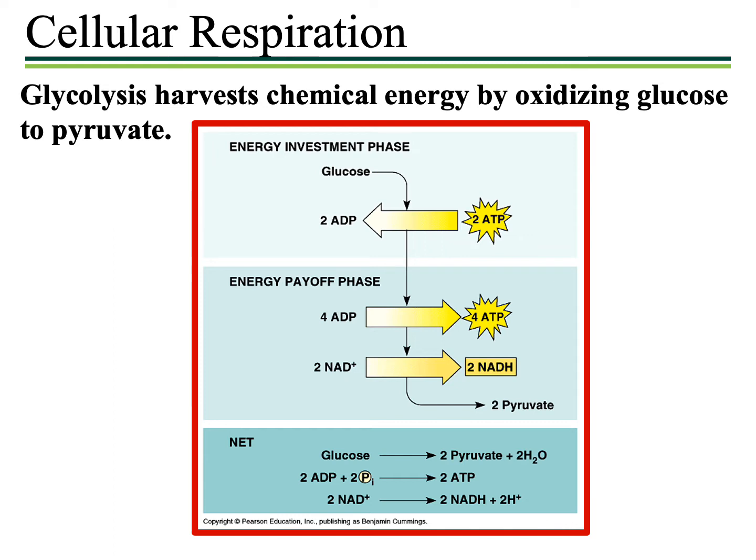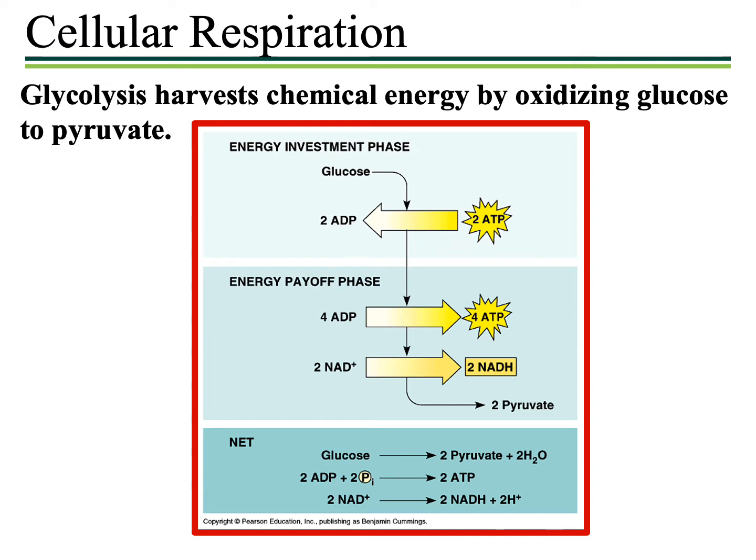And then on the last line, you can see 2 NAD are required, which will result in the synthesis of 2 NADH. Now, if you look at the overall equation, you can see that in the energy payoff phase, 4 ATP are produced for every 1 glucose that enters the pathway.